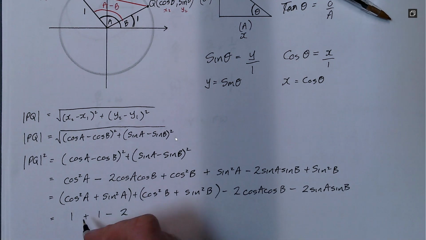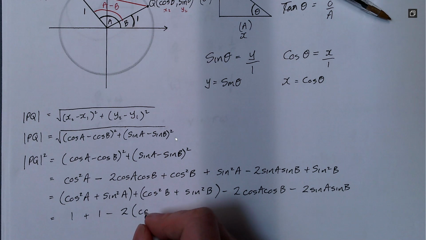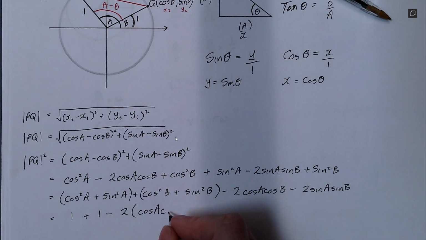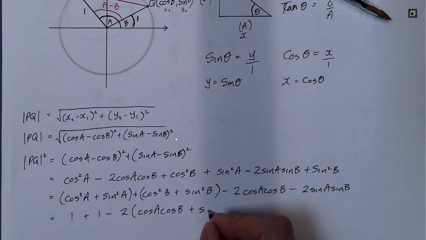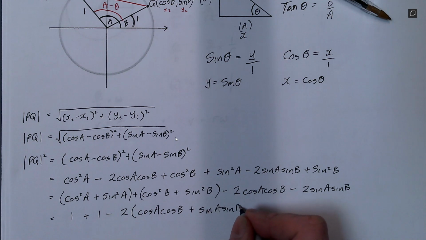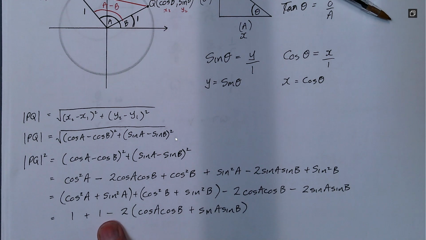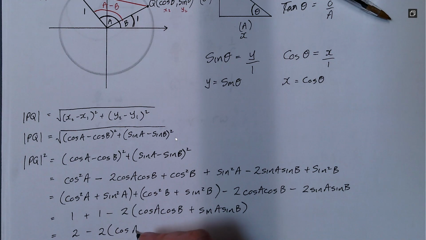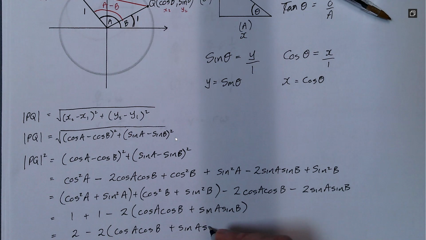So we get 2 minus 2 bracket cos A cos B plus sin A sin B, because minus times plus becomes minus. So the expression becomes 2 minus 2 bracket cos A cos B plus sin A sin B. Okay, that's our first bracket. Now, the second part.